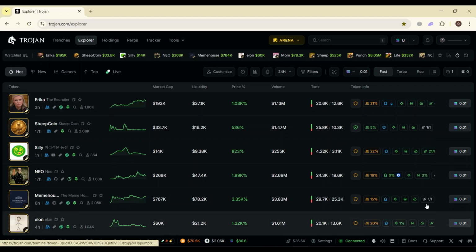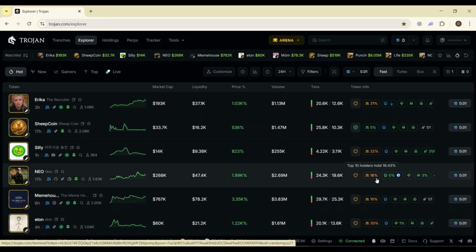Hi everyone, what if you are using Trojan Bot but only doing basic trades? Then you are missing some powerful features. In this video, we will look at 3 important tools: sniper mode, MEV protection, and cross-chain trading tips. I will explain them in a very simple way so even beginners can understand.